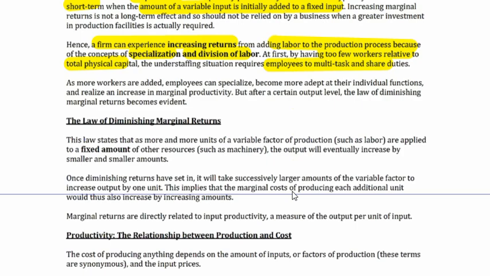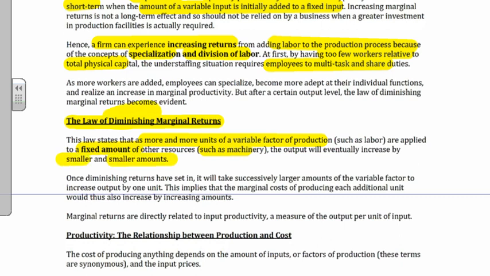We've got this concept called the law of diminishing marginal returns: as more and more units of a variable factor of production called labor are applied to a fixed amount of something like machinery, eventually output will increase by smaller and smaller amounts. Once the law of diminishing returns is in effect, it's going to need larger amounts of the variable factor, labor, to increase the output by 1 unit.